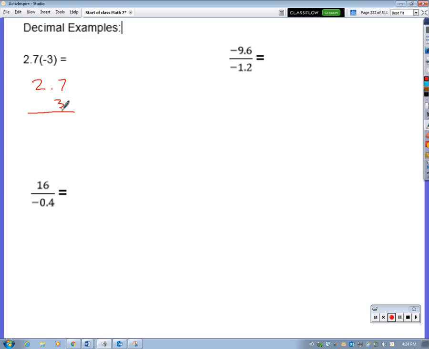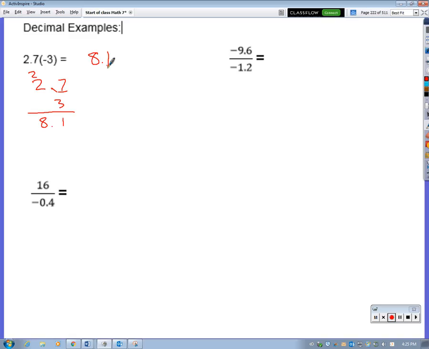Okay, 3 times 7 is 21. Carry the 2 up there. 3 times 2 is 6. Plus 2 is 8. Okay, now I'm going to deal with my decimals. Okay, so I have one decimal just on one number, and it's one space over from the right. Okay, that's one space right there. So I'm going to do the same thing down here with my answer of 81. I'm going to come in one space to the right, and now my answer is 8.1.